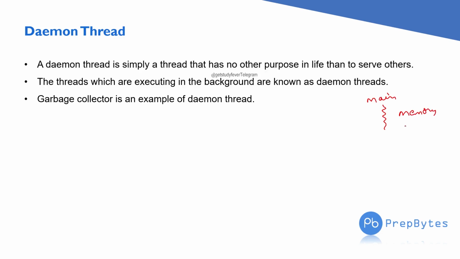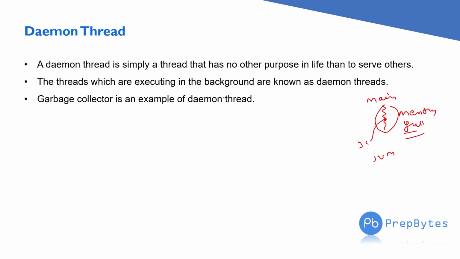Let's say, for example, memory is full. There is a lot of garbage in my code. So the memory is full, and the JVM will go to the garbage collector and tell it to go and collect all the garbage, so the memory will be reduced. The garbage collector will go and help the main thread.